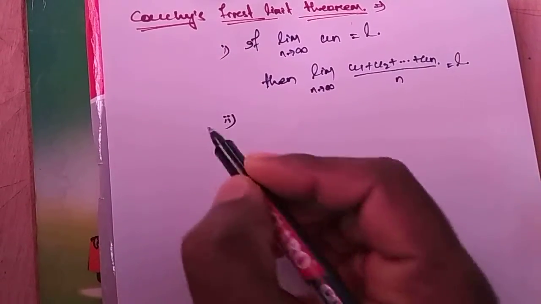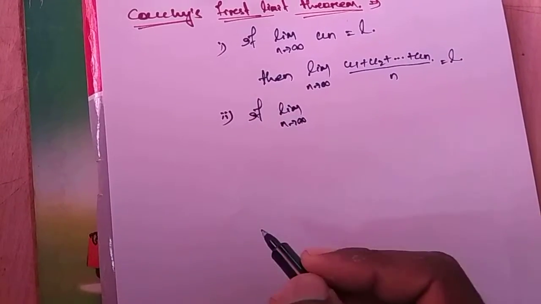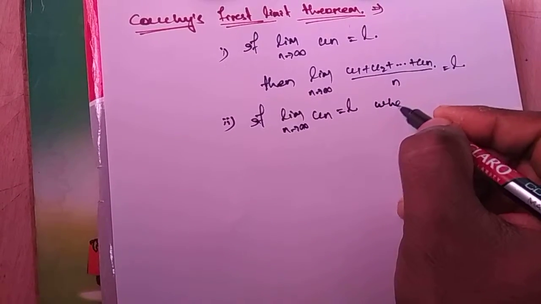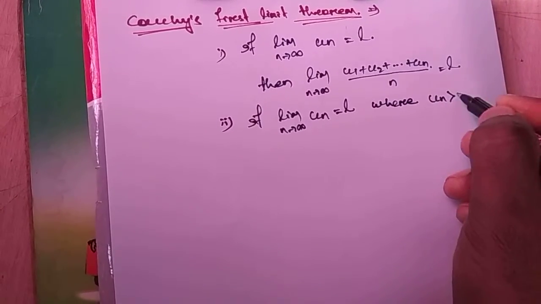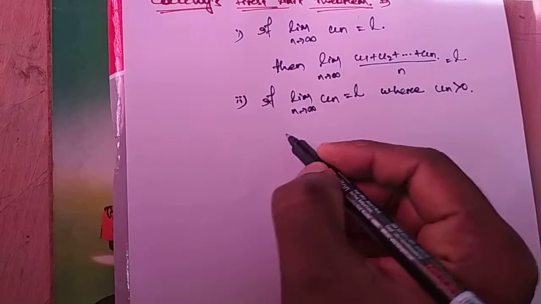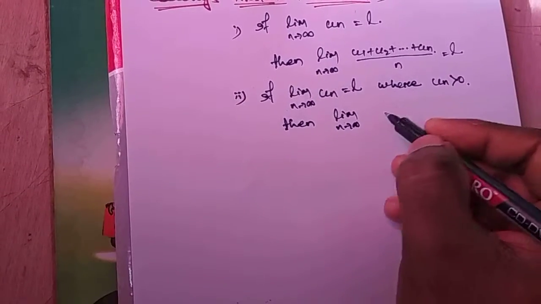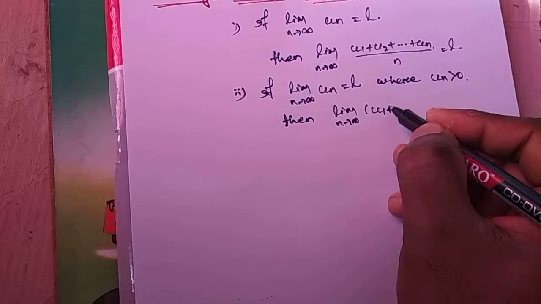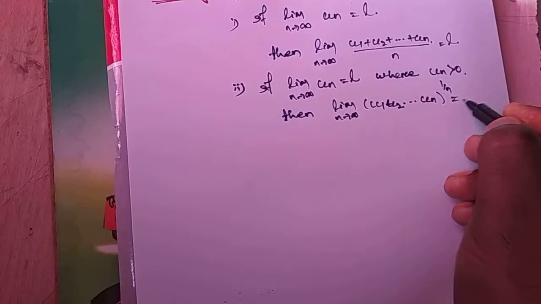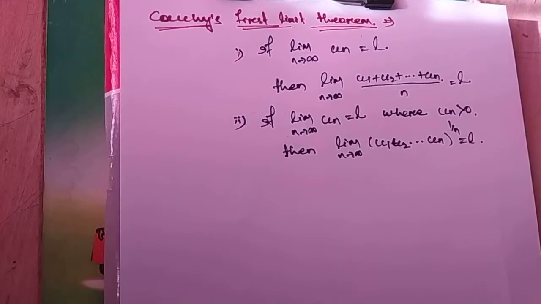And the second part is about if limit n tends to infinity un equal to L, where un greater than 0, un is a positive sequence, then limit n tends to infinity (u1 into u2 and so on into un) whole to the power 1 by n equal to L. Okay, this is the first Cauchy's limit theorem.